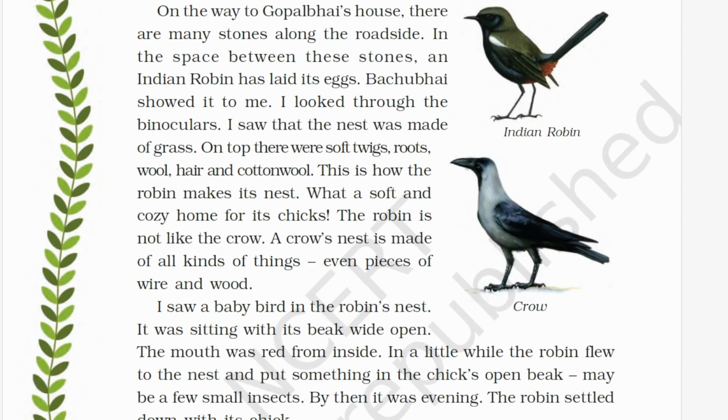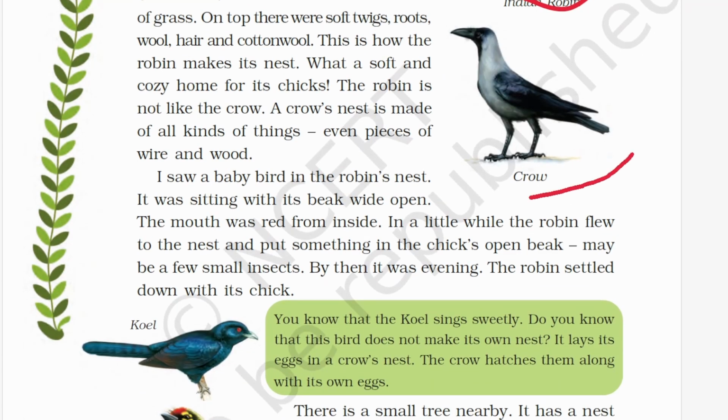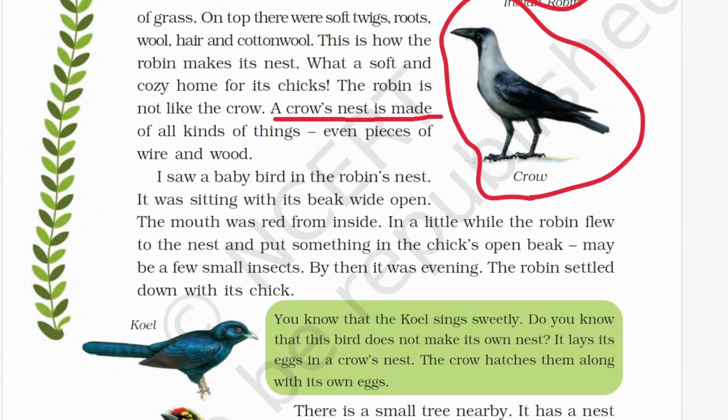He's on his way to Gopal Bhai's house, somebody's house, and there are many stones, and he sees Indian robins have laid eggs out there. So, this is an Indian robin. He also sees crows and what all crows do. What is a crow's nest made up of?